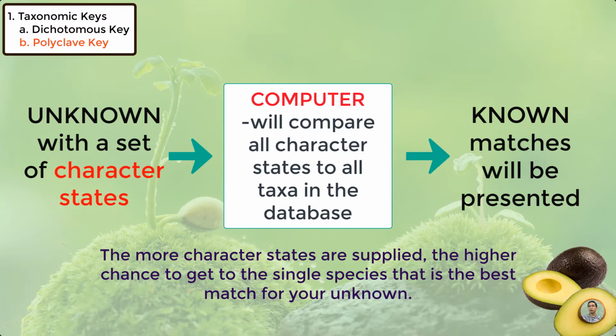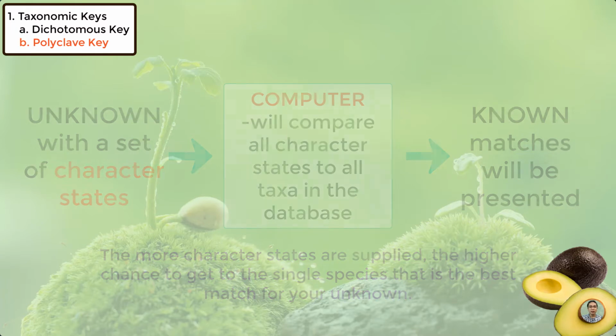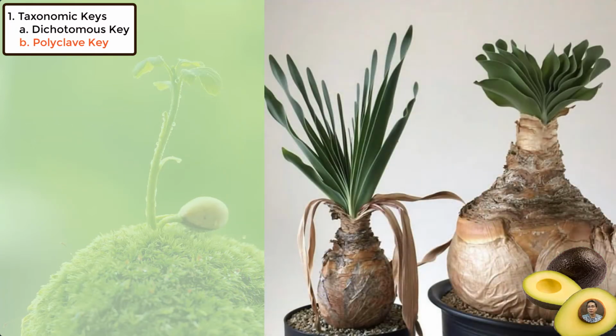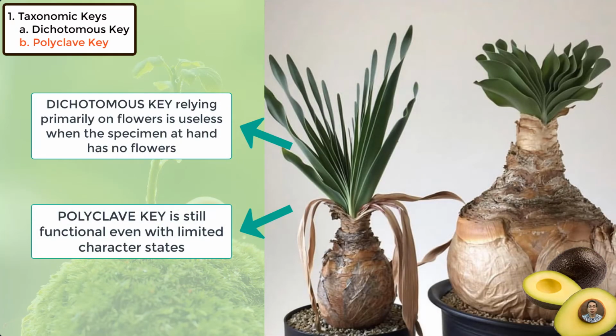So compared to a dichotomous key, polyclave keys are not only limited to a single or few characters. In fact, as long as the character states are known, all of them will be used to identify the plant. Now, this is very useful when you have, for example, a specimen that does not have flowers, and the dichotomous key available at the moment heavily relies on the reproductive parts of the plant.